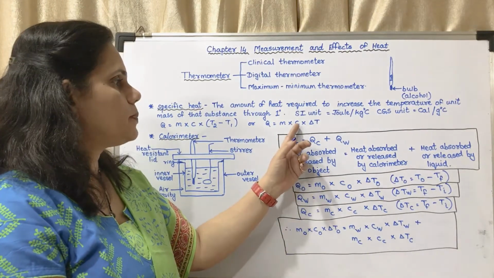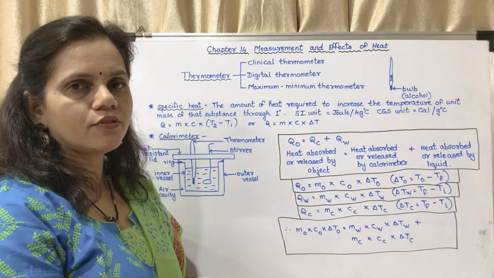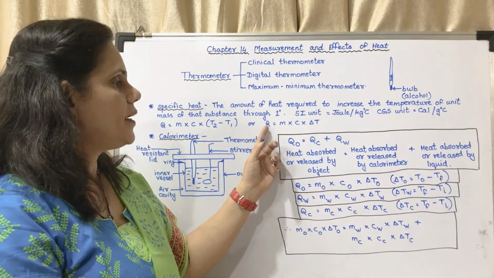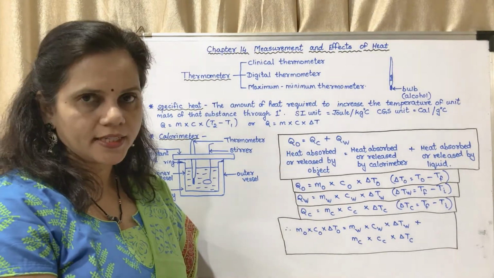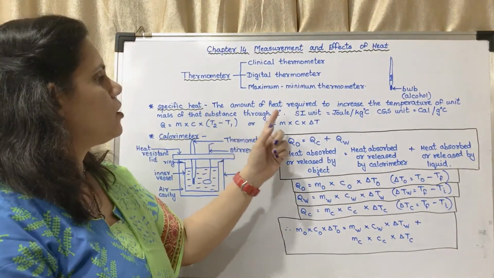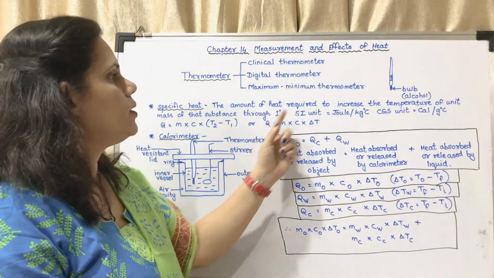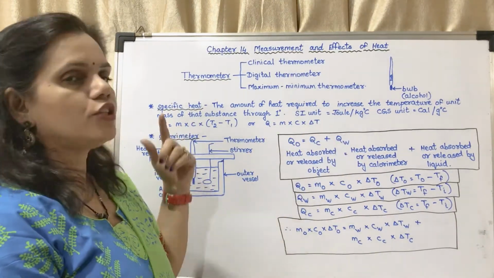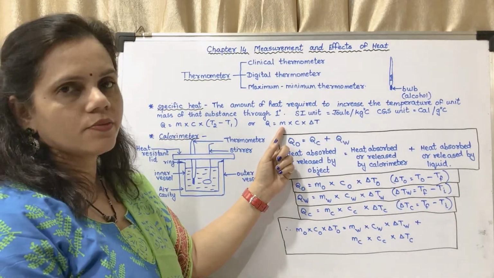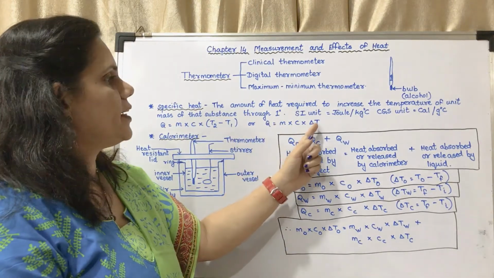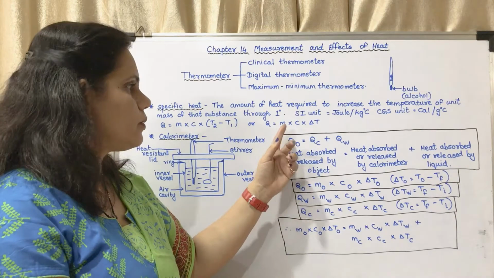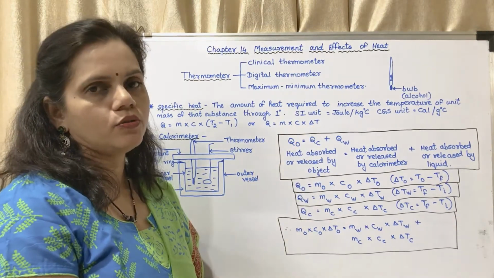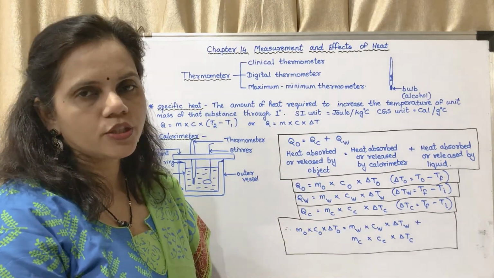So what will be specific heat? Specific heat will be Q when M is equal to 1 and delta T is equal to 1. That is the amount of heat required, that is Q, to increase the temperature of unit mass, unit mass means 1, through 1 degree. So change in temperature is 1 degree. So when M is equal to 1 and delta T is equal to 1, Q will be equal to C.